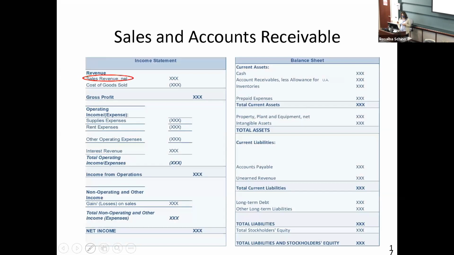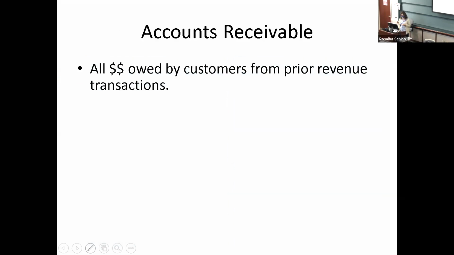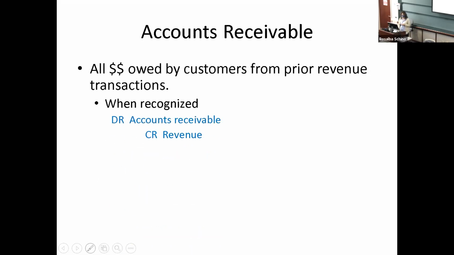So I'm going to show you again our roadmap. We looked at sales revenue, and now we're going to be focusing on accounts receivable. So what are accounts receivable? Dollars owed by customers from previous revenue transactions. When we recognize the accounts receivable and revenue, obviously the sale has to be on account for you to have accounts receivable. If it's for cash, it's not even applicable.